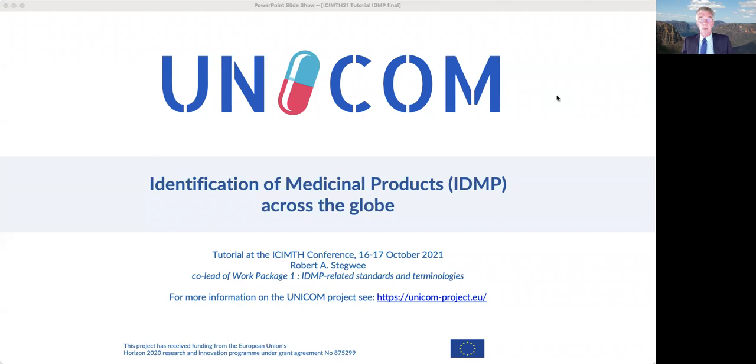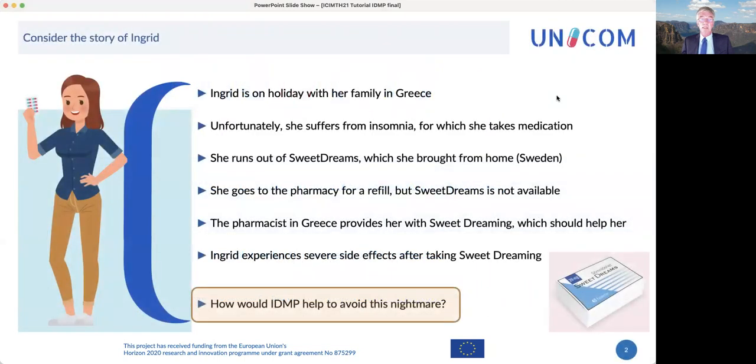So, identification of medicinal products. What are we talking about? Basically, we can look at the story of Ingrid. Ingrid is a very lovely Swedish lady who went on holiday, a well-deserved holiday with her family. And while in Greece, she runs out of medication.